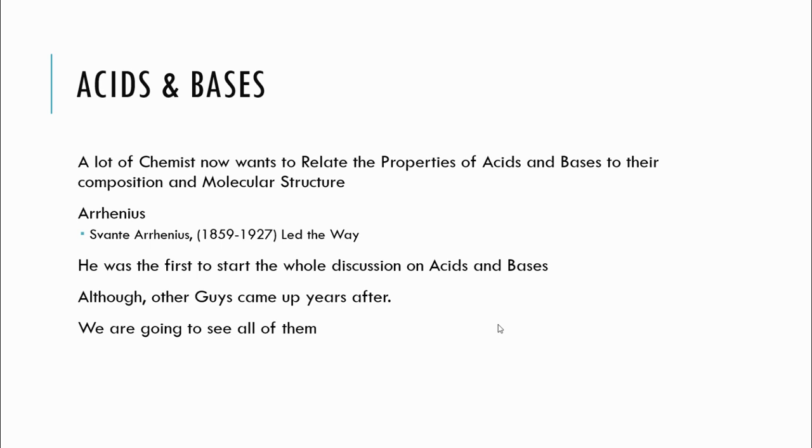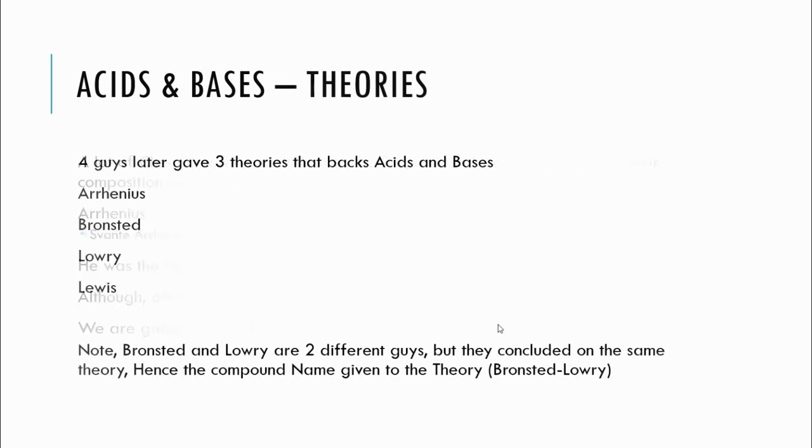So he was the first to start the whole discussion on acids and bases, although other guys came up years after. Okay, let's move on. So four guys later gave theories about acids and bases. It is four guys, but we have three theories. Four guys give three theories. That means Arrhenius, Bronsted, Lowry, and Lewis.